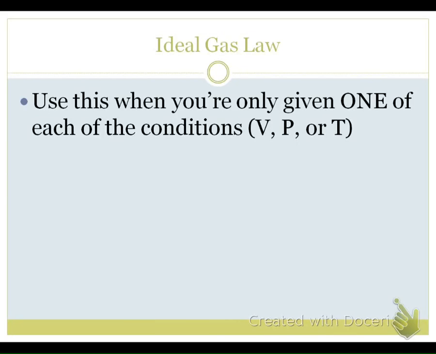We use the ideal gas law versus the combined law because the ideal gas law only gives us one of each of the conditions. It doesn't give us an initial and a final pressure. It doesn't give us initial and final volume. You only get one of them: volume, pressure, temperature. And you get the number of moles, maybe, or you're solving for the number of moles. We don't use moles at all in the combined, Charles's, Boyle's, or Guy-Lussac's law.